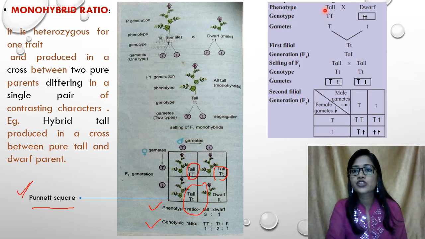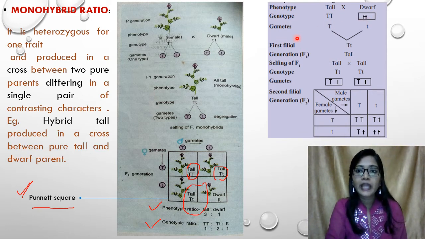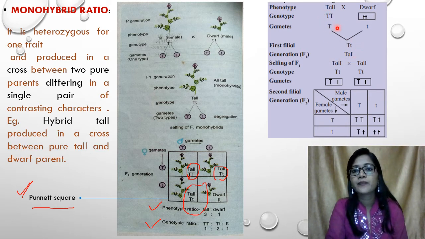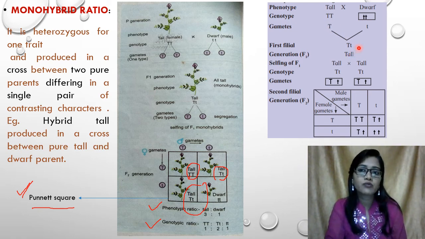The phenotype is tall when crossed with a dwarf plant. The genotype is capital T, capital T, which is a pure trait, and small t, small t. The gametes are capital T and small t, as they are homozygous. In the first filial generation, the F1 generation, the gametes fuse from both pure plants, and we get a heterozygous plant which has the same phenotypic characteristics as the tall parent, but genotypically it is different, capital T, small t.